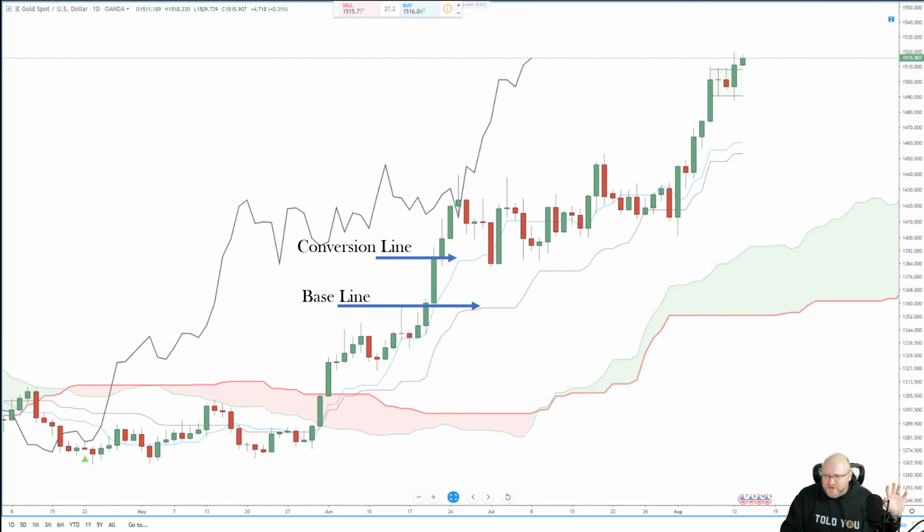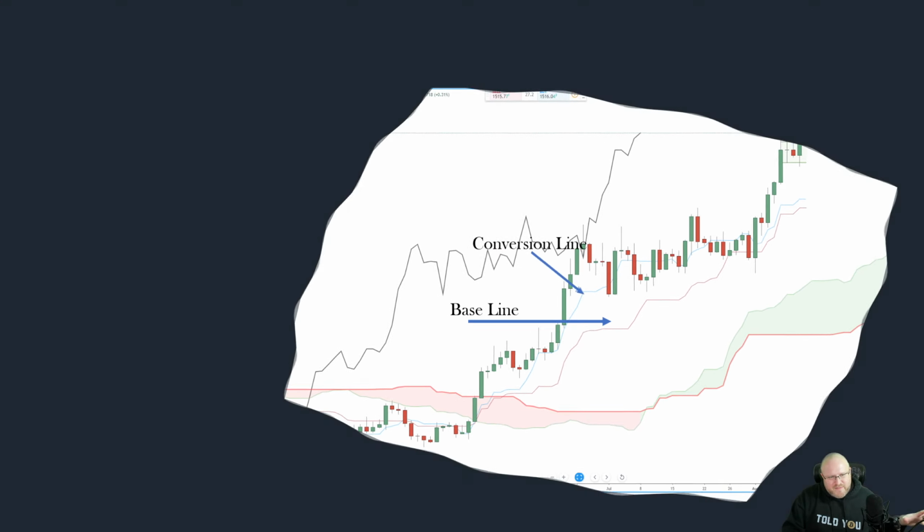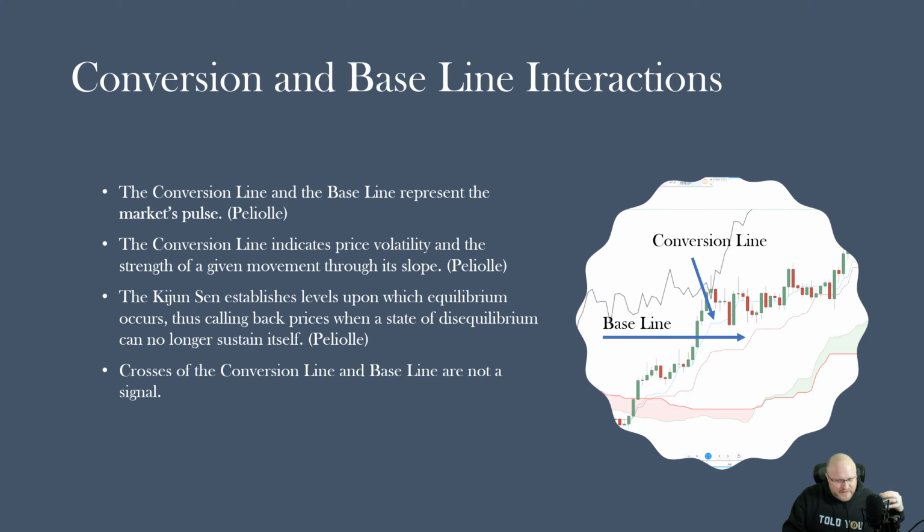But there's a relationship between the conversion line and the baseline. They represent the market's pulse. I guess that's the best way to describe it. The conversion line indicates volatility by the strength of the slope. You can read this on your own here, but in a nutshell, you have the Kijun Sen calling out where equilibrium is in the near term, and in the short term, the conversion line, or the Tenkan Sen, does that as well.